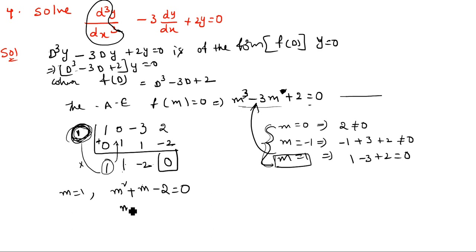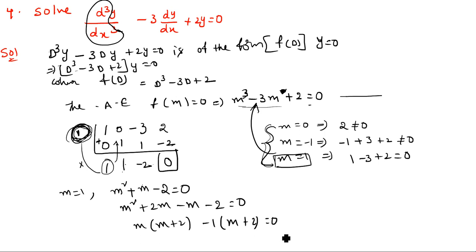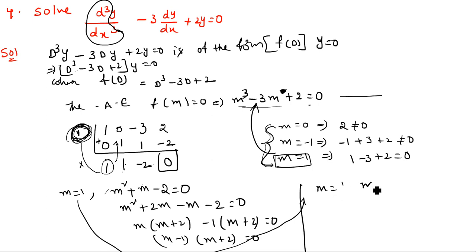Now we have to solve this. M square plus 2m minus m, 2 times 1 is 2. So m into m plus 2 minus 1 of m plus 2 equals to 0. What are the roots? We get m minus 1 into m plus 2 equals to 0. So in total, one root is m equals to 1, and from this also m equals to 1 and m equals to minus 2. The roots are 1, 1, minus 2. Two roots are equal and another one is different.